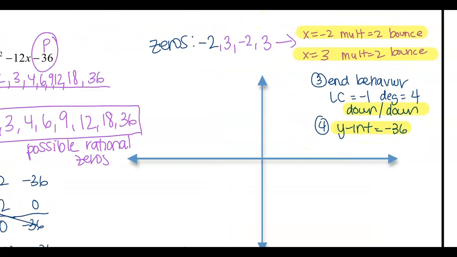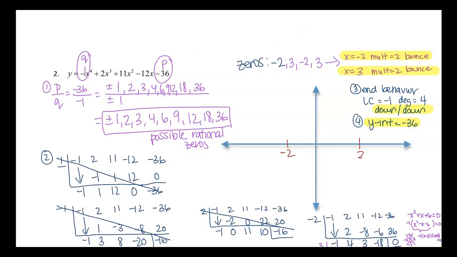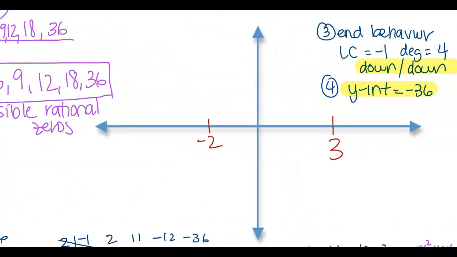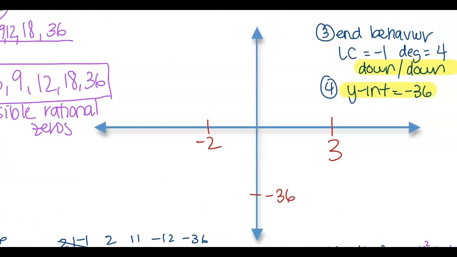All right, so let me zoom out just a bit. I'm going to go ahead and use my red pen to graph. We're going to plot our x-intercepts first, which are over here at -2 and +3. Our y-intercept is going to be down here at -36. And from here, we're just going to graph. We're going to start in a downward direction. Since at -2 we have a multiplicity of 2, I'm going to bounce this off of the x-axis.